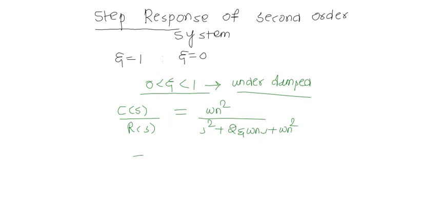Here the applied input is step, that is input signal R of t, which is nothing but the step signal, u of t. Apply Laplace transform on both sides, then R of t becomes R of s and Laplace transform of u of t is 1 by s. Substitute R of s value in the second order system equation, that is in equation 1.